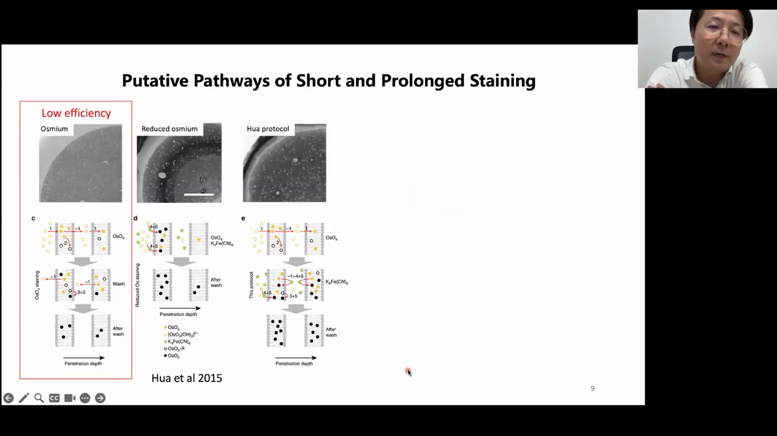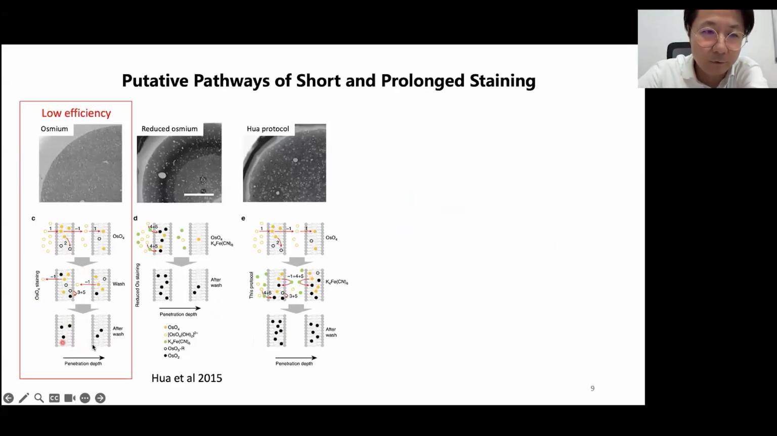With this, we can explain a lot of phenomena we observe during our staining. For example, with simple osmium staining, we have a very low efficiency, because all the osmium will penetrate through the sample, and before it can be reduced, if you do a washing step, it can be washed out quite easily.